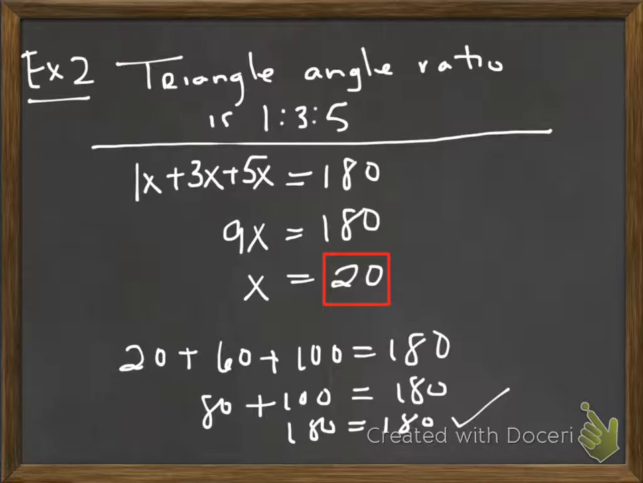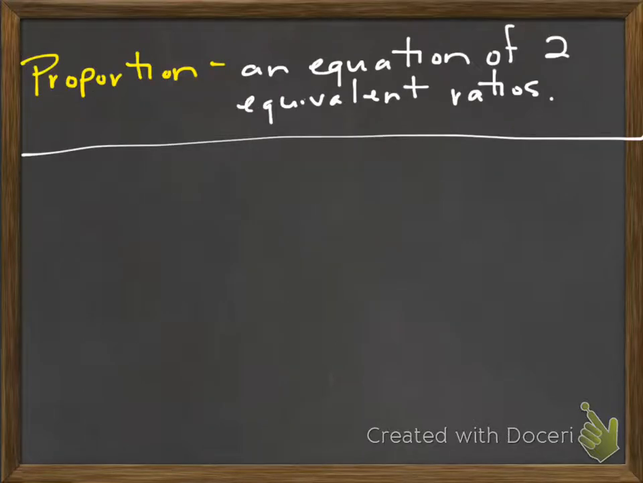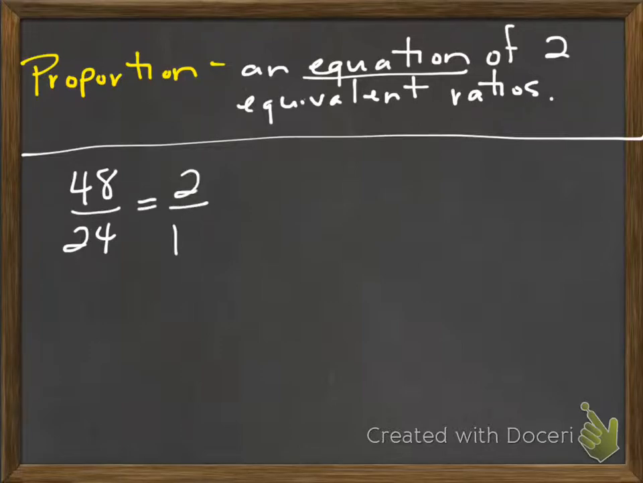All right, let's look at another example. Okay, so now we're going to talk about proportions. A proportion is an equation of two equivalent ratios. A lot of times you guys don't realize that this is an equation, or at least when I teach Algebra 1, because what happens is if we have a proportion like 48 to 24 is equal to 2 to 1, this is what students will do.